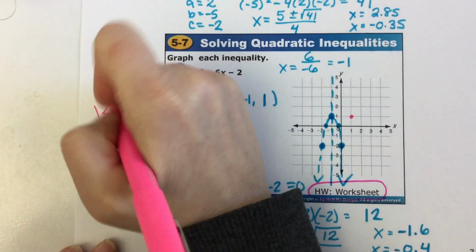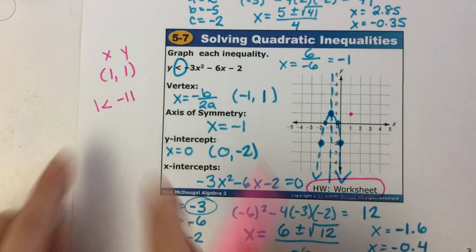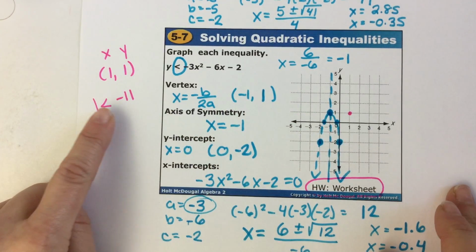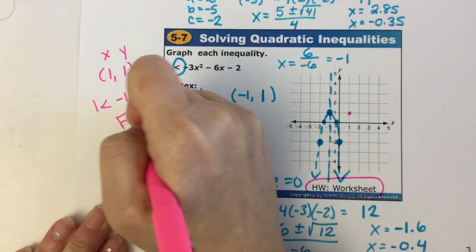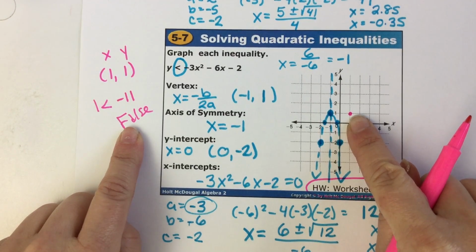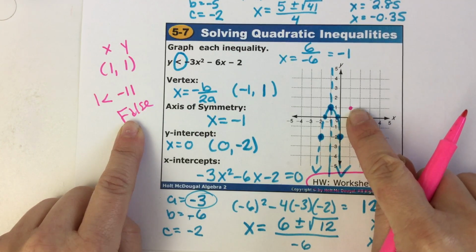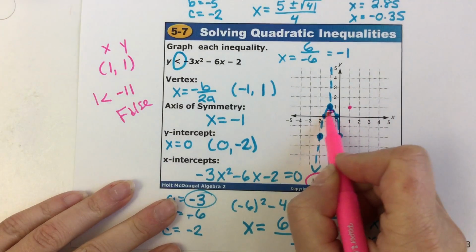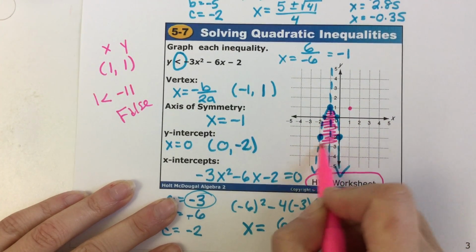This side, what I get is negative 11. So here's my statement. Is 1 less than negative 11? That's false. So wherever 1, 1 is, that ordered pair, that's the false region. 1, 1 is on the outside. So the outside is false. That means the inside is true.